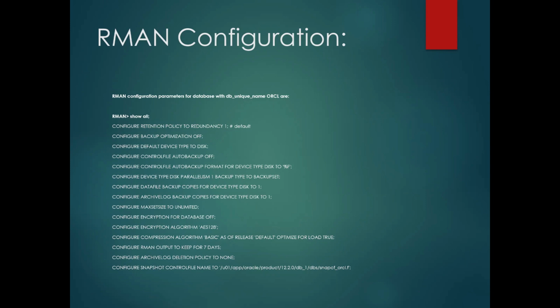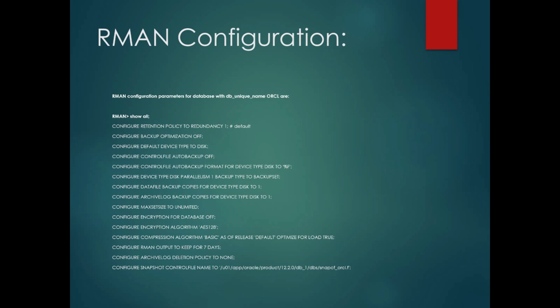So what we declare there, based on that the output should become. If maybe %R, it should become %R. And then device type disk parallelism 1 backup type to backup set. Parallelism means speeding up our RMAN. For example, if we mention parallelism is 10, it will take 10 resources. It will not take more than that. So based on that, we can allocate the parallelism.